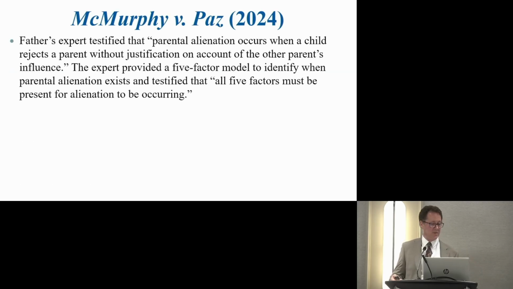So, father's expert testified, and this is kind of where the wheels fell off the bus a little bit, even though the referee kind of had an idea in her mind, that parental alienation occurs when a child rejects a parent without justification on account of the other parent's influence, unquote. The expert provided a 5-factor model to identify when parental alienation exists and testified that all 5 factors must be present for alienation to be occurring, unquote. Discounting what? The nuclear bomb I planted in the kid with the false allegation of sexual abuse. That's going to go off as soon as we get the kid away from the targeted parent.